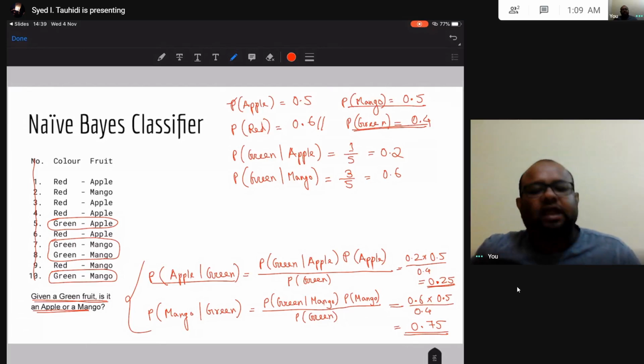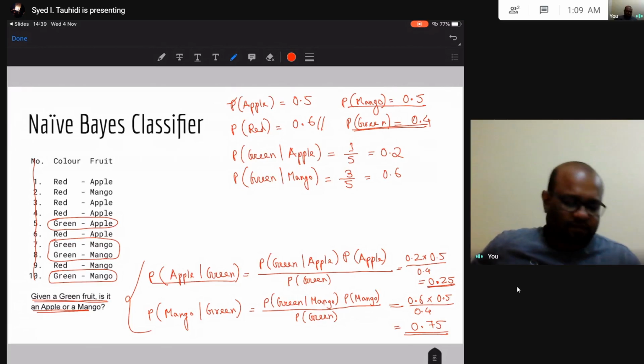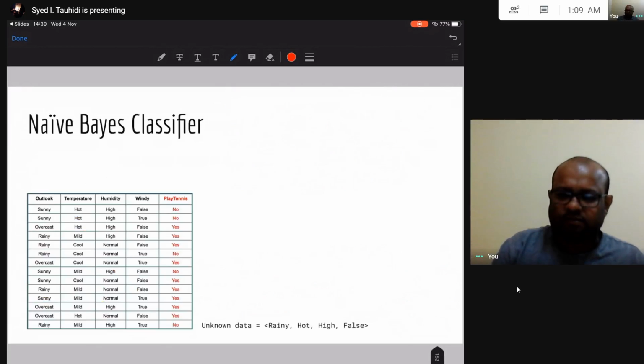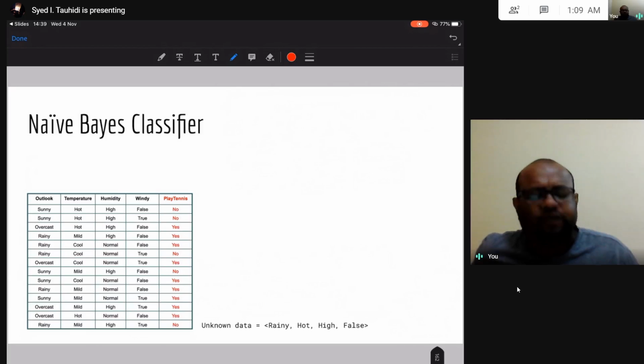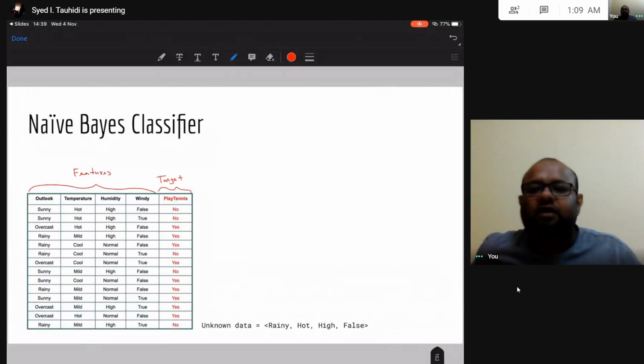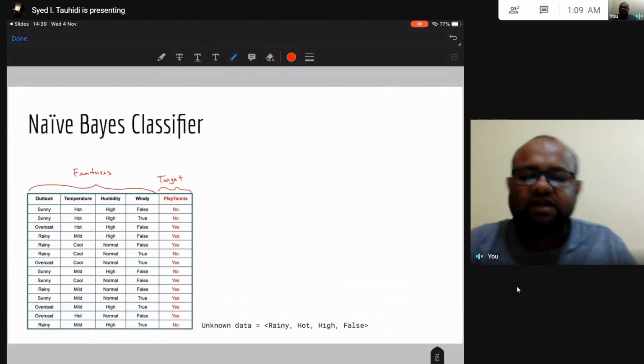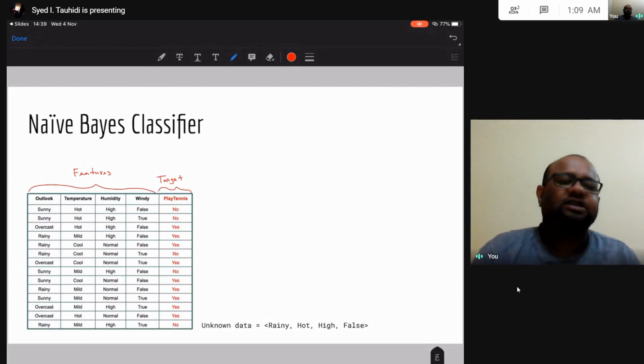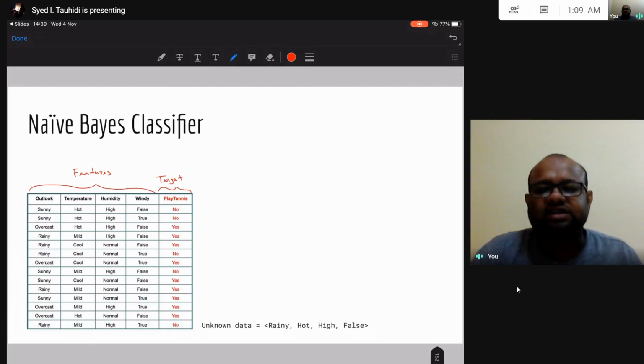Really easy things that we have been doing till now. Let us increase the complexity a little bit. Let us increase the number of features. Now I am looking at a data set that has 4 features and 1 target. So these are the features, and this is the target. Alright, so this is my data set, and you have seen this data set before, in the last class. This is the play tennis data set.